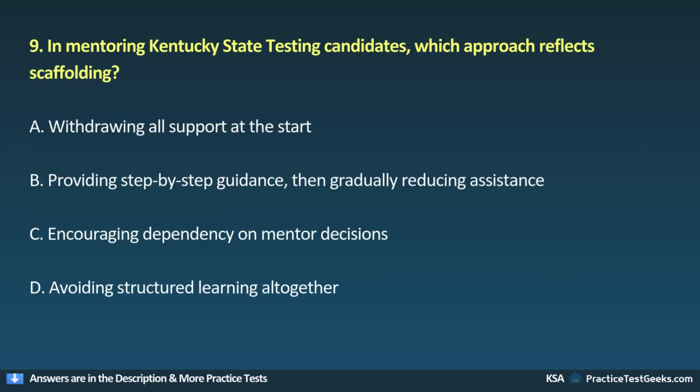9. In mentoring Kentucky State testing candidates, which approach reflects scaffolding? A. Withdrawing all support at the start. B. Providing step-by-step guidance, then gradually reducing assistance. C. Encouraging dependency on mentor decisions. D. Avoiding structured learning altogether.